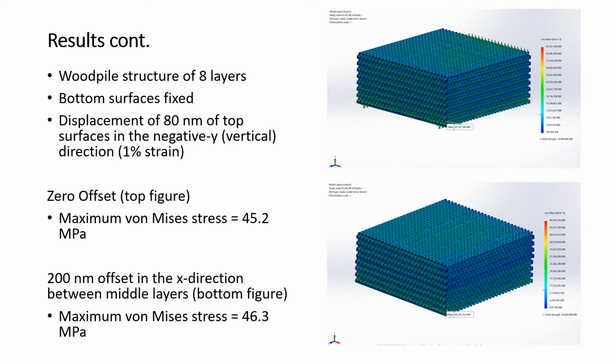The top figure shows the result of a zero offset case with a maximum von Mises stress of 45.2 megapascals. The bottom figure shows the result of the structure with a 200 nanometer offset in the x direction between the middle horizontal layers. The maximum von Mises stress in this case is 46.3 megapascals.